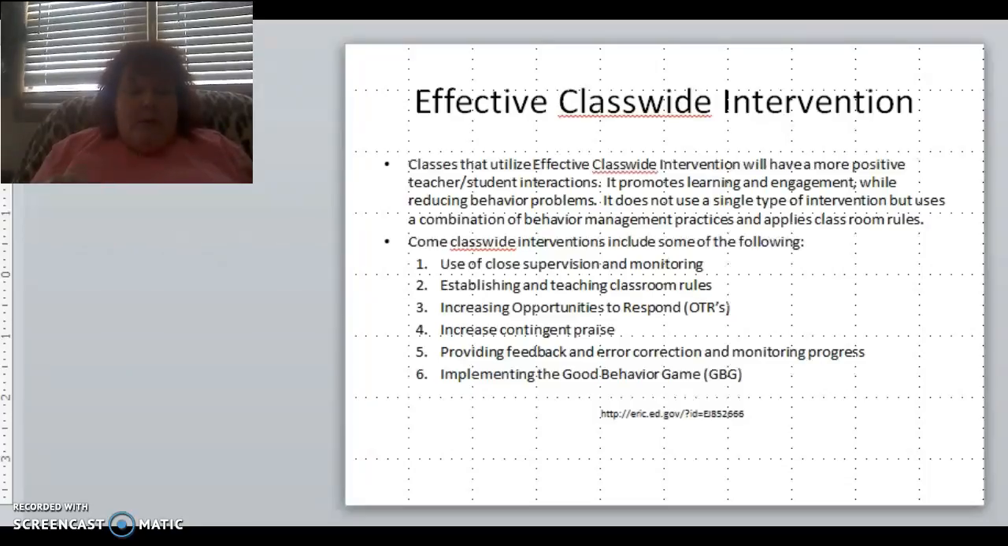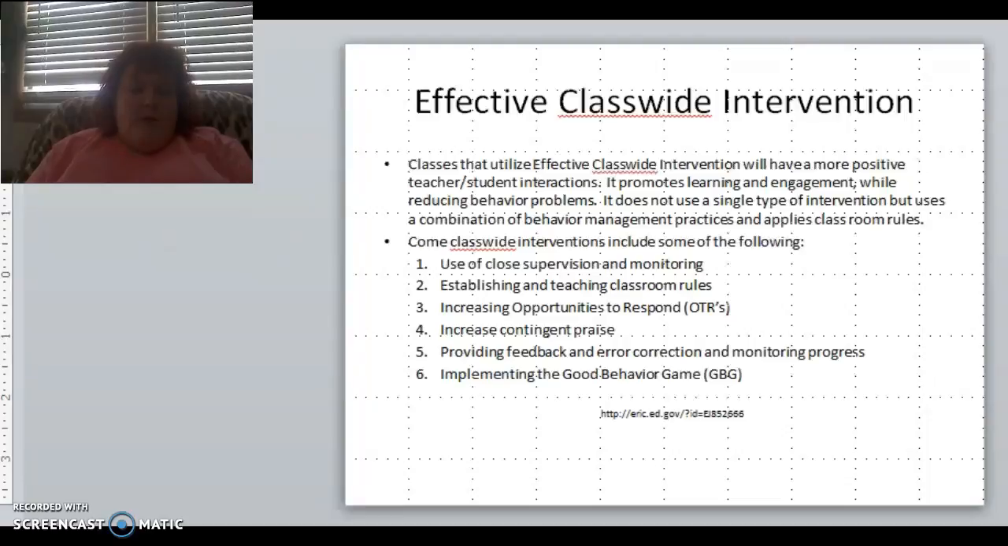Some of the interventions include use of close supervision and monitoring, establishing and teaching classroom rules, increase opportunities to respond, OTRs. OTRs give some students who really want to raise that hand and answer or be impulsive more opportunity. Increase contingent praise. Children thrive on praise, on being told they're doing great, being told that's an awesome answer, providing feedback and error correction and monitoring progress.